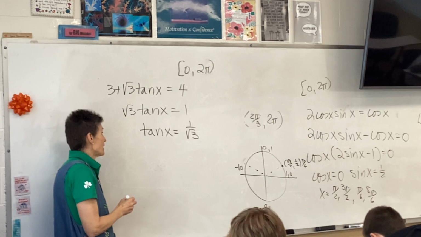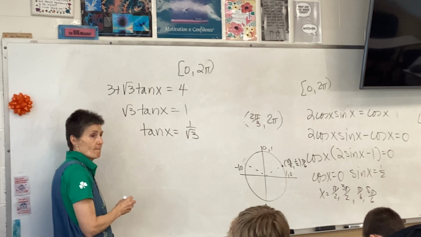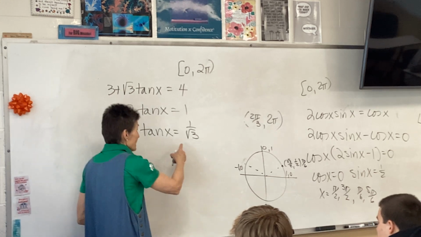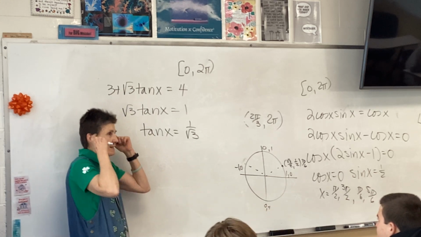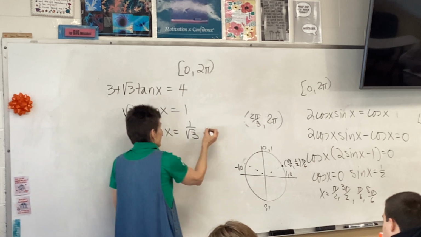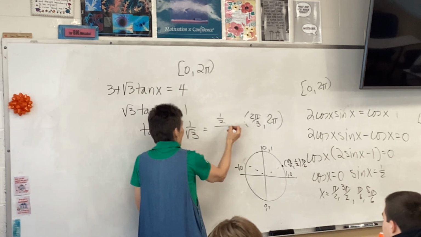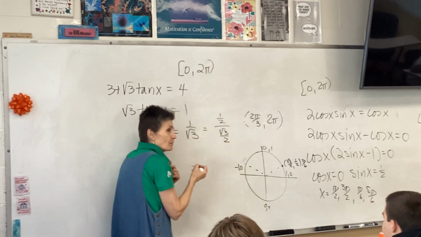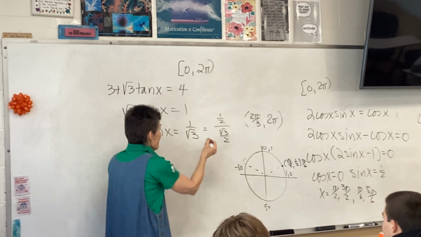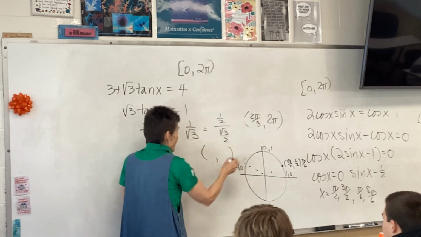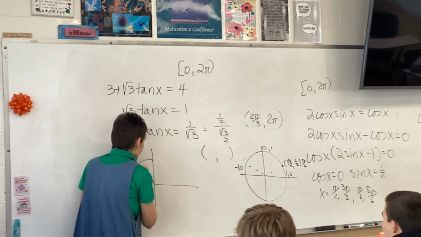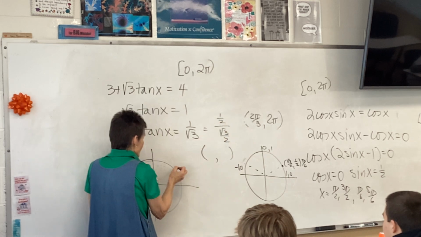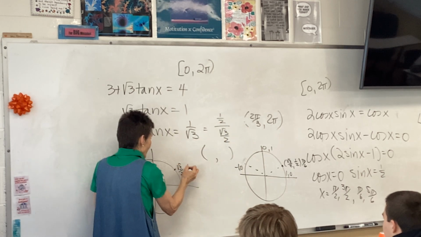Okay, so then, what? We gotta figure out where the tangent is 1 over root 3. Again, you just kind of have to process, isn't that 1/2 over root 3 over 2? Which means that your ordered pair on your unit circle would be, this is y over x, so it's root 3 over 2, 1/2.